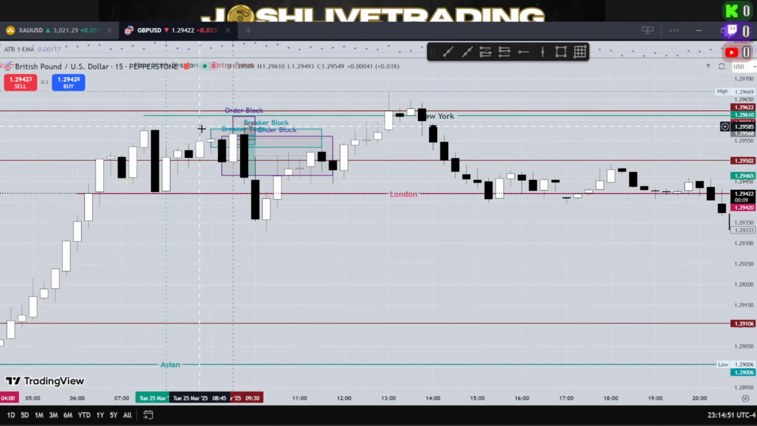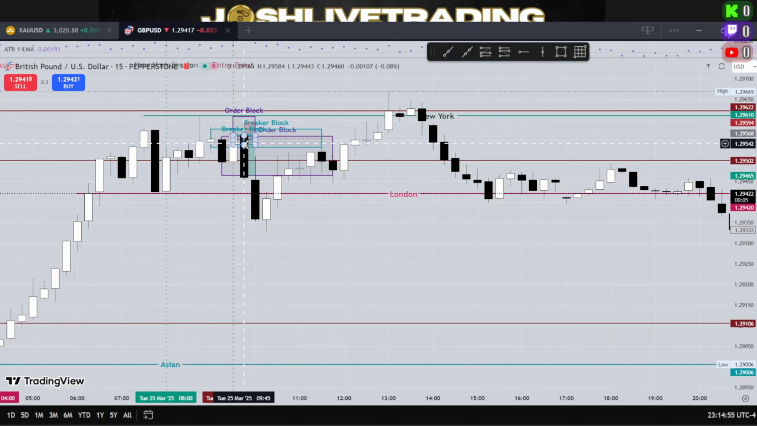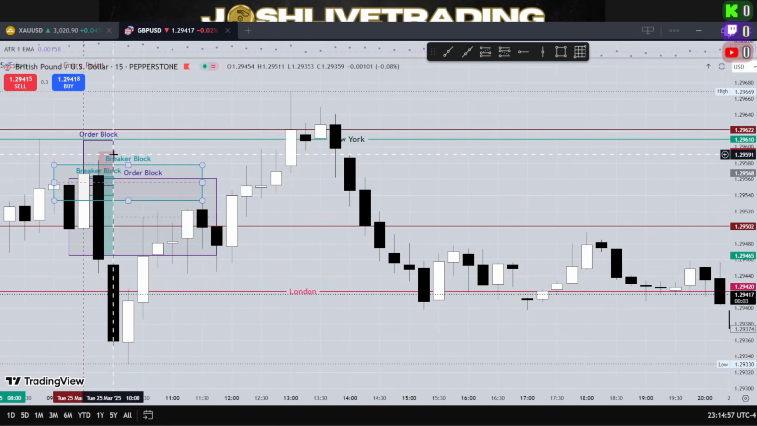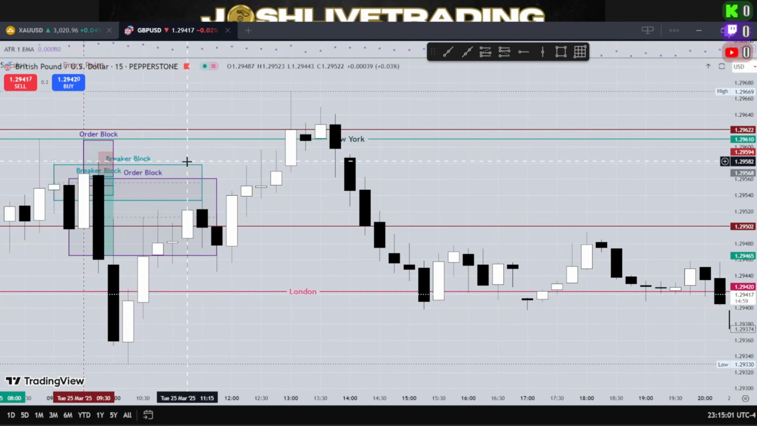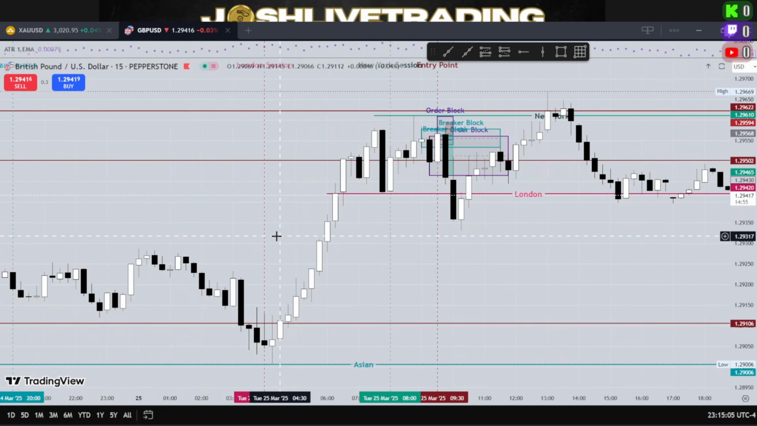I wait, I see price again moves up and still hits. I don't think you guys can see it, but this candle hits the New York session highs again. So in my mind, I'm just like, okay, then we're definitely going to go bearish for a while. How did I know that?